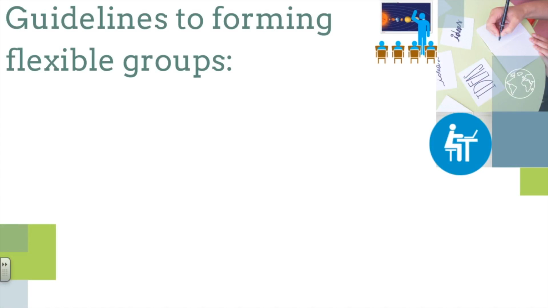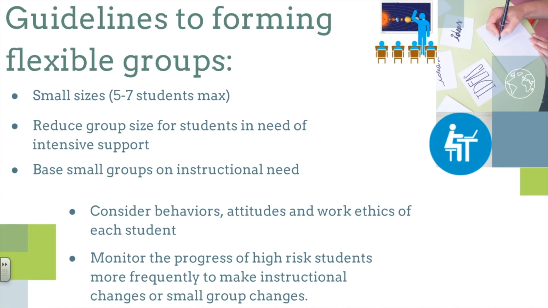Guidelines. Okay, so we want to form our flexible groups. A lot goes into creating successful groups. Think about behaviors, attitudes, and instructional levels. I would keep it to 5 to 7 students max. The smaller the size, the more focused it tends to be. And students with intensive needs will benefit from a reduced group size so that they can receive more individualized support. These groups will change as students' data changes.